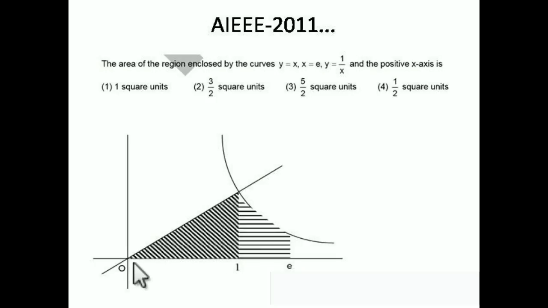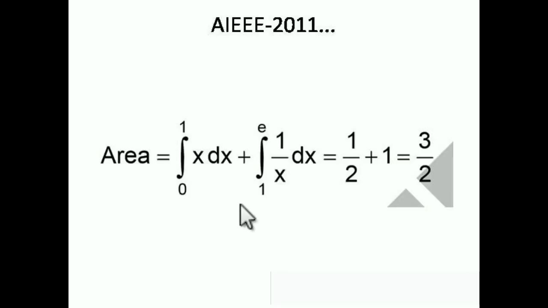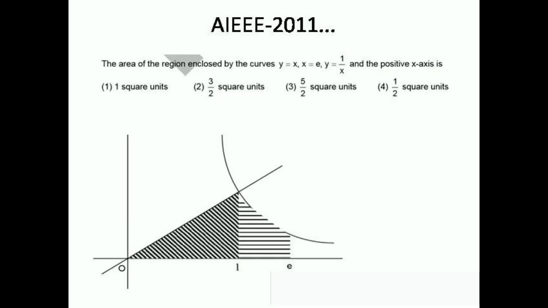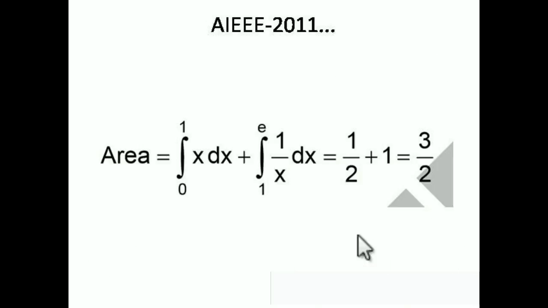Okay, now first for this area, integrate 0 to 1 y dx. What is y? y is equal to x, so you have 0 to 1 x dx. Plus for this much of area, you have 1 to e y dx, that is 1 to e 1 by x dx. Now just integrate this and get the answer.